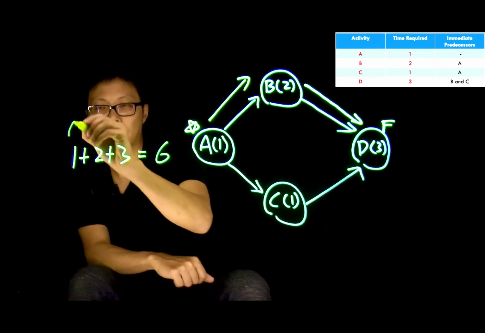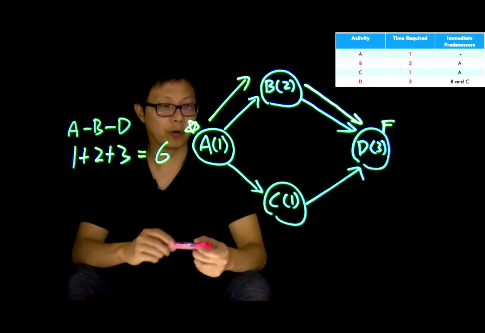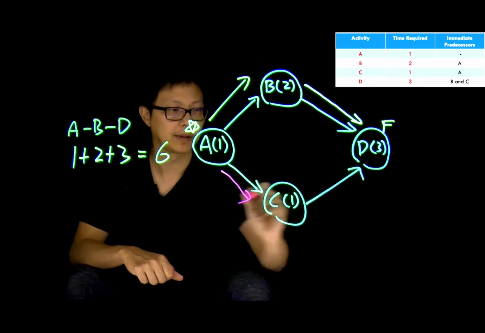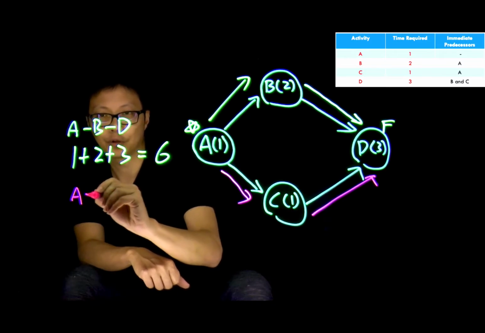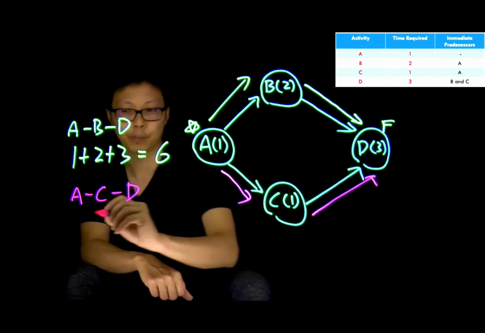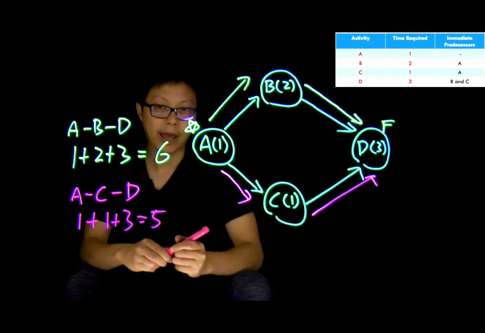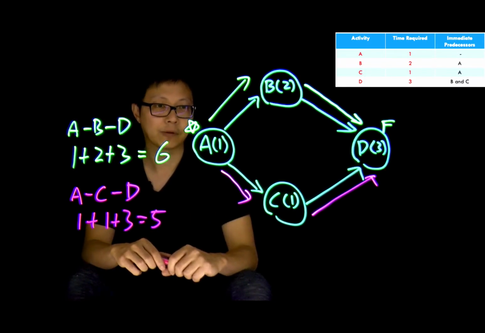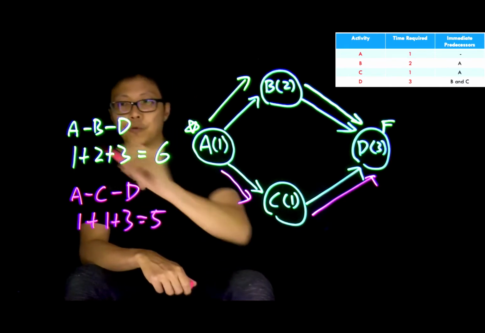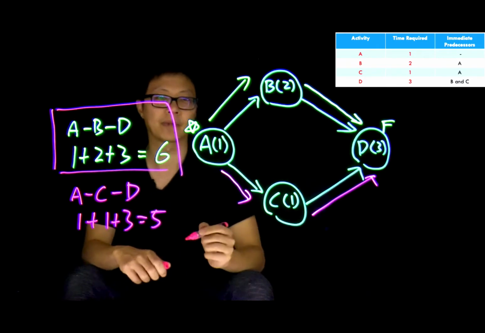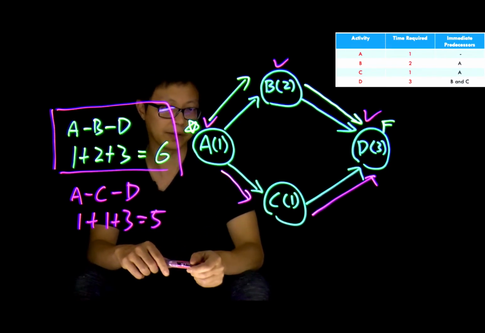This is from A to B to D. The second route that we will have is from A to C, then C to D. And we know if we start from A to C to D, the total time will be 1 plus 1 plus 3, which is 5. Based on the definitions, the critical path will be the longest route from start to finish. So our critical path in this scenario will be A, B, D, and A, B, D is also what we call the critical activities.